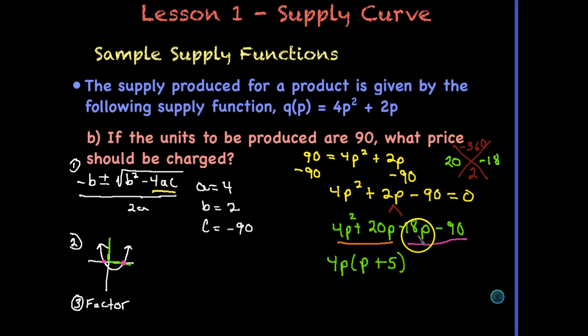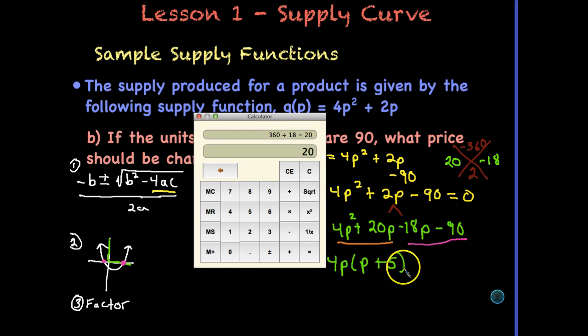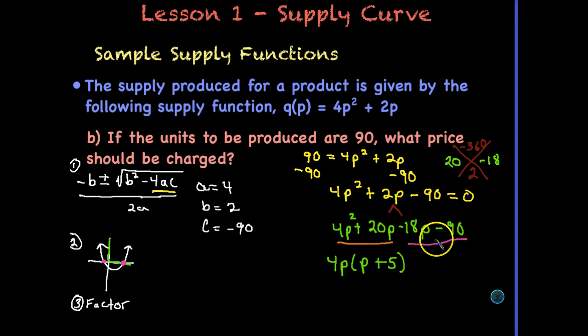Same thing here. What goes into both 18 and 90? The first thing I would try is, because it needs to look like this, I would assume it would be 18. So let's try 90 divided by 18, see if that works. And it does. It goes in exactly 5 times. So I want a plus here, so I'm going to pull out a negative 18, which would leave me with a positive p and a positive 5. And that was my goal.